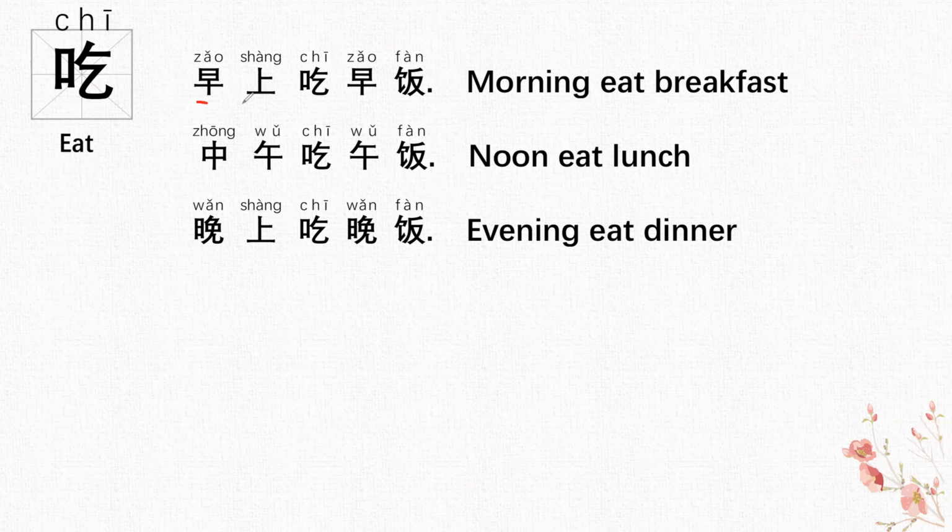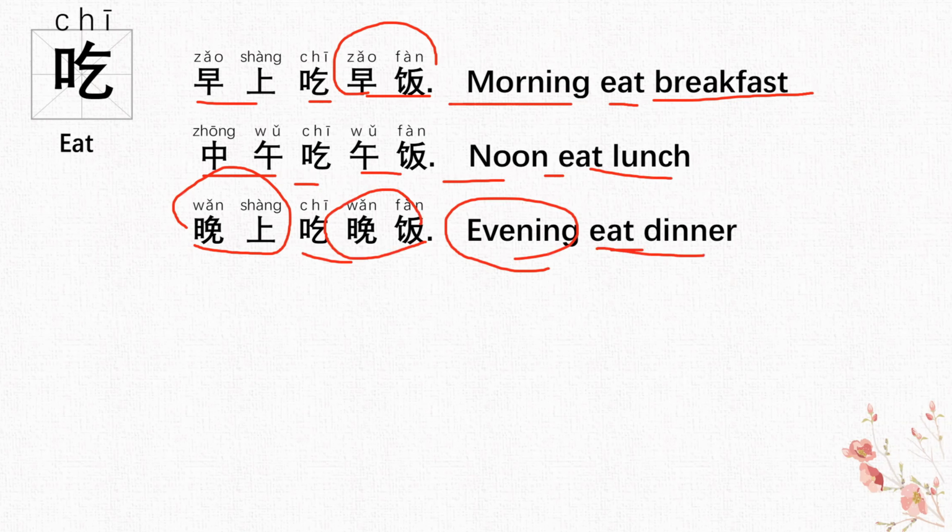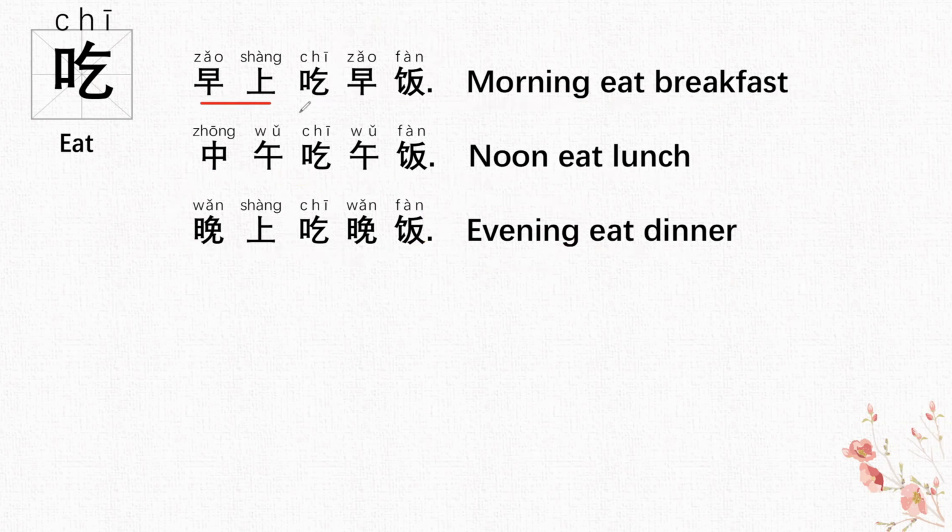So first one, 早上吃早饭. 早上 is early morning. 吃 eat. Early morning eat. 早饭 breakfast. 中午 noon 吃 eat. 午饭 lunch. Noon eat lunch. 晚上 evening 吃 eat. 晚饭 dinner. Okay, so now listen carefully. I will read it. 早上吃早饭，中午吃午饭，晚上吃晚饭。All right, so here.